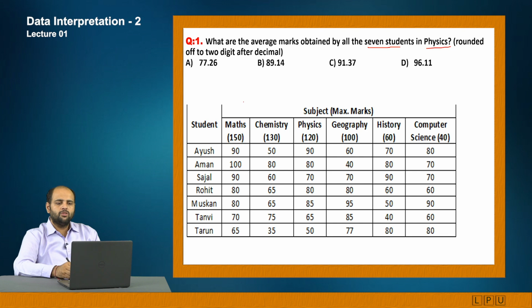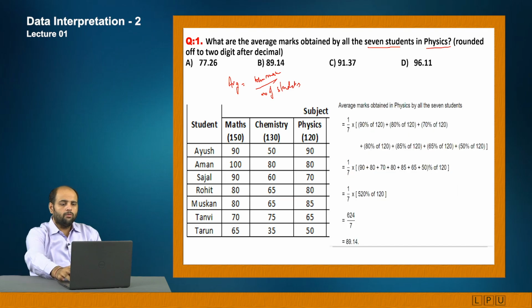What will be the procedure for the average marks? Average marks is equal to the total marks divided by the number of students. This will give you the value. Now we will solve it. We are talking about physics, so the average marks in physics by all the 7 students should be divided by 7 students.